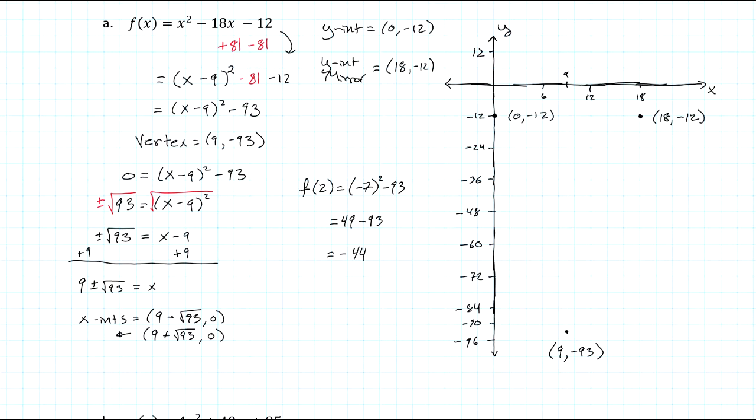2, negative 44. Like there. And then I can mirror this across 9. So 3.5 grid lines to here. And that is at 16 comma negative 44. And this was 2 comma negative 44.